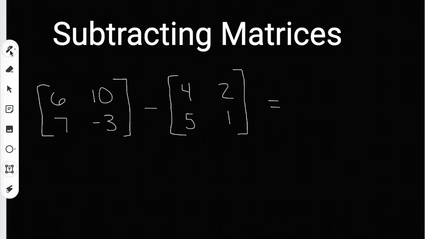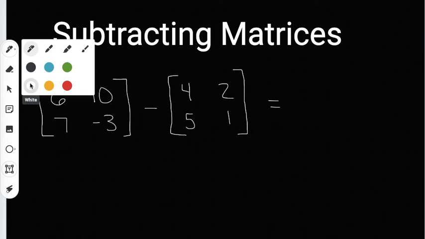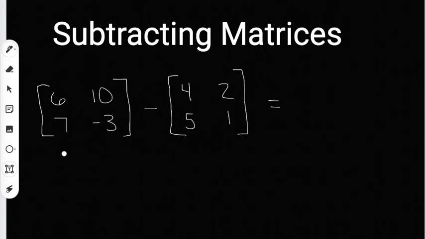So for this problem right here, notice that the first matrix has 2 rows and 2 columns. So this is a 2 by 2. And that's the same way the next matrix is, right? It has 2 rows and it has 2 columns. So this is also a 2 by 2.